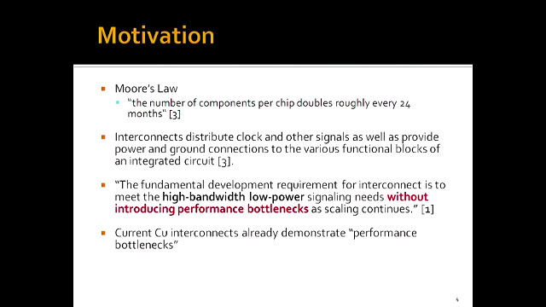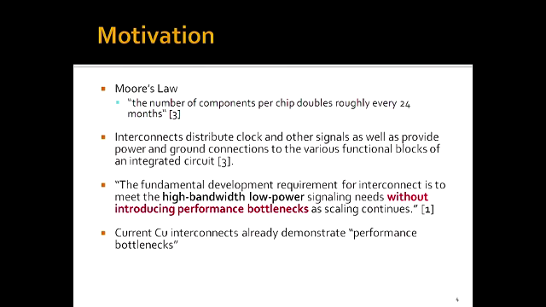So we're all familiar with Moore's law, which basically says the number of components per chip doubles roughly every 24 months. And this means that as the components become more dense, the feature size decreases. And this is a good thing in terms of cost, but it has an adverse effect on interconnects, on-chip interconnects. And the purpose of interconnects is to distribute clock and other signals, as well as provide power and ground connections to the various functional blocks of the integrated circuit.